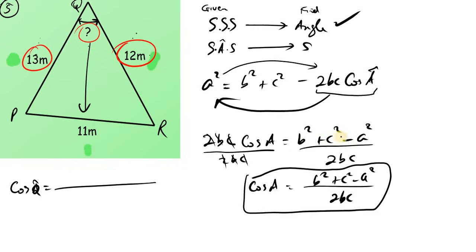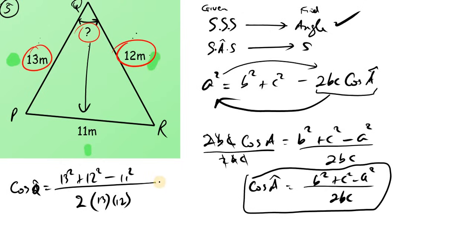We square them and add them according to this little formula here, right? So we're going to square 13, square 12, then subtract the side opposite angle A. In this case, angle Q, so the side opposite is this side here. 11 squared over 2 times the B and the C, so 2 times the 13 and the 12. Okay, so this might make it a little easier, right? So we can work out the top. 13 squared plus 12 squared minus 11 squared equals what?